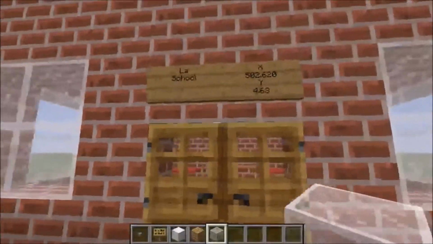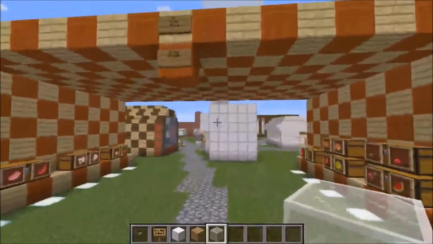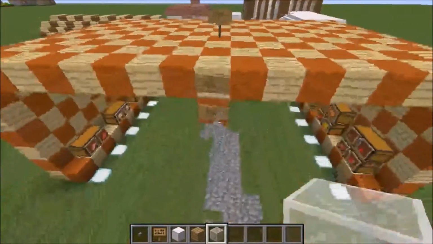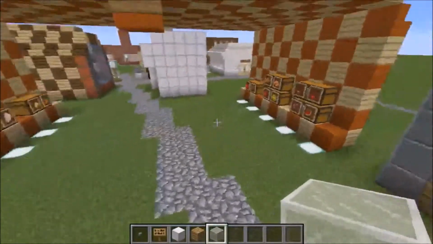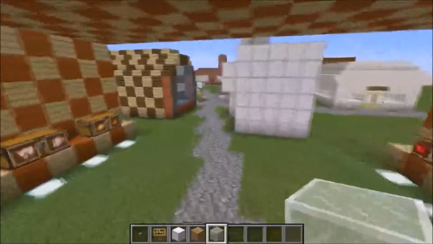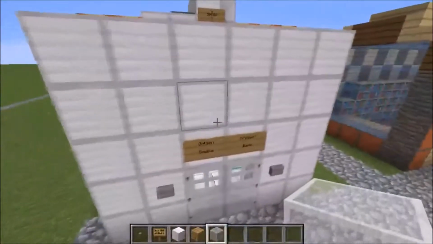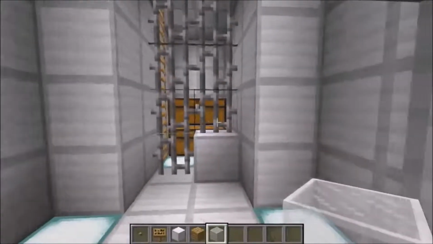Now, a school. So I have law school, a food store, which is right in the center. It's a drive-through food store, so you would park off to the side to get your food and whatnot. And as well, I needed a bank. You can see right here.